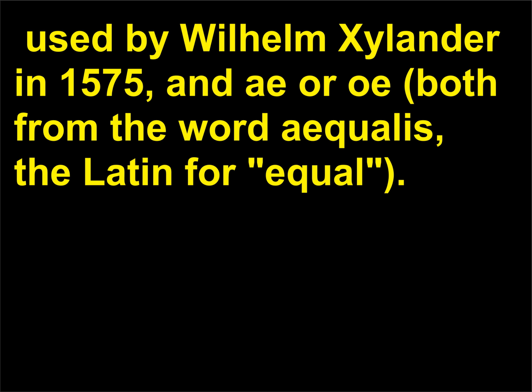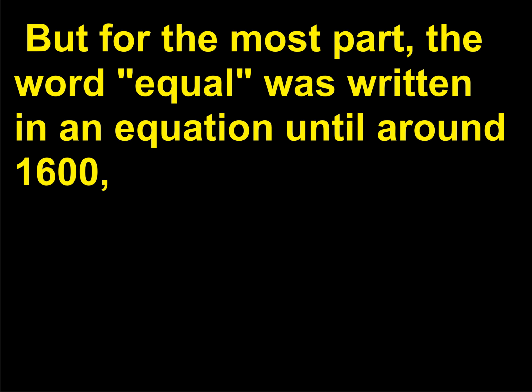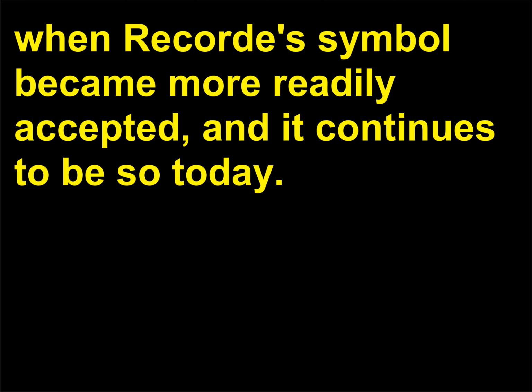Used by Wilhelm Xylander in 1575, and AE or OE, both from the word aequalis, the Latin for equal. But for the most part, the word equal was written in an equation until around 1600, when Recorde's symbol became more readily accepted, and it continues to be so today.